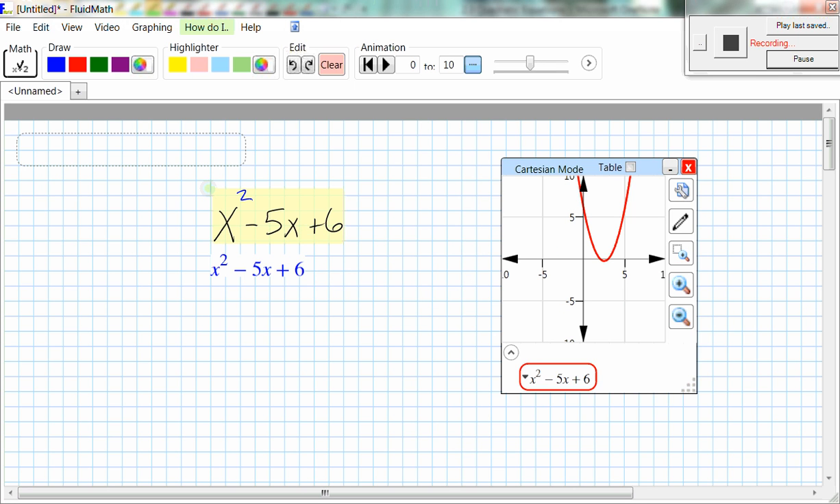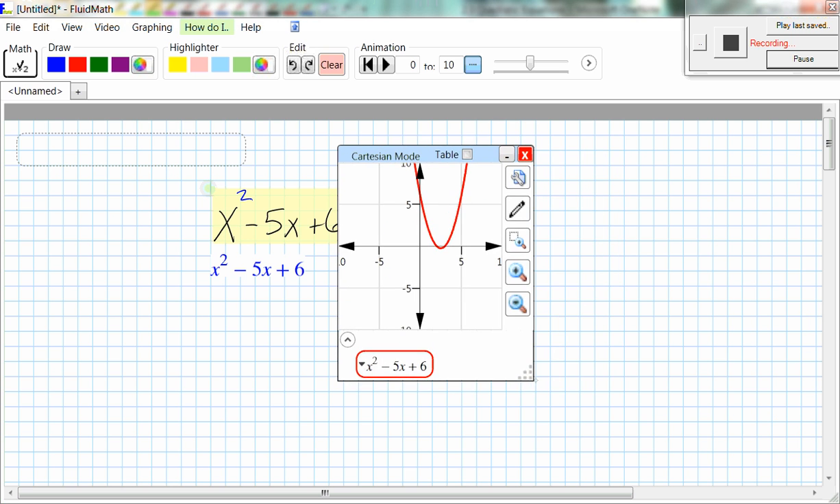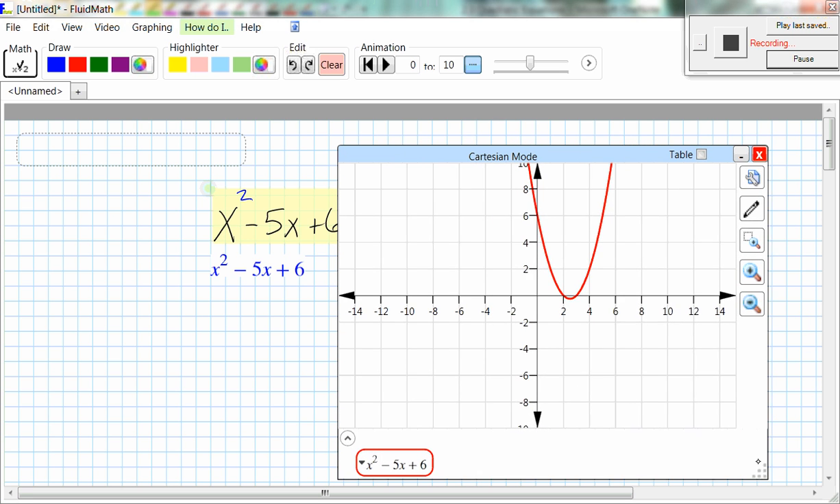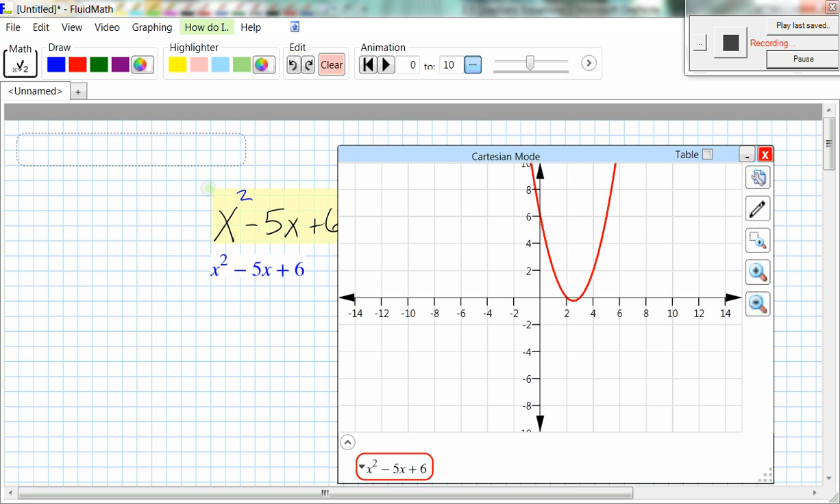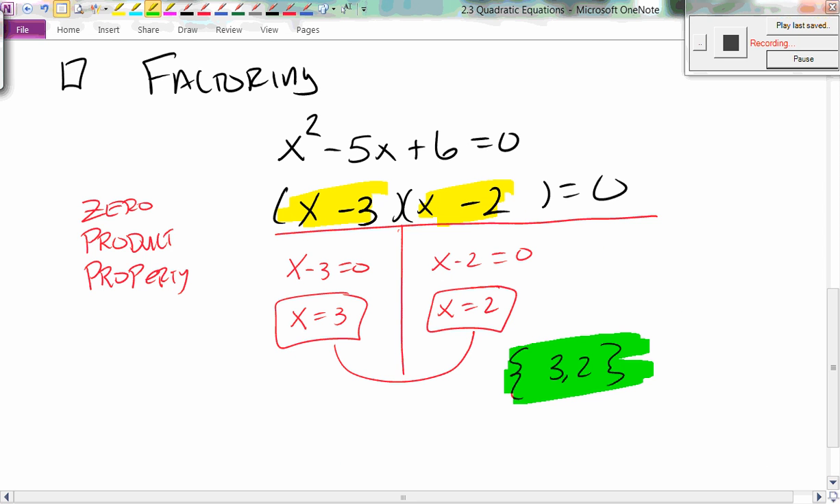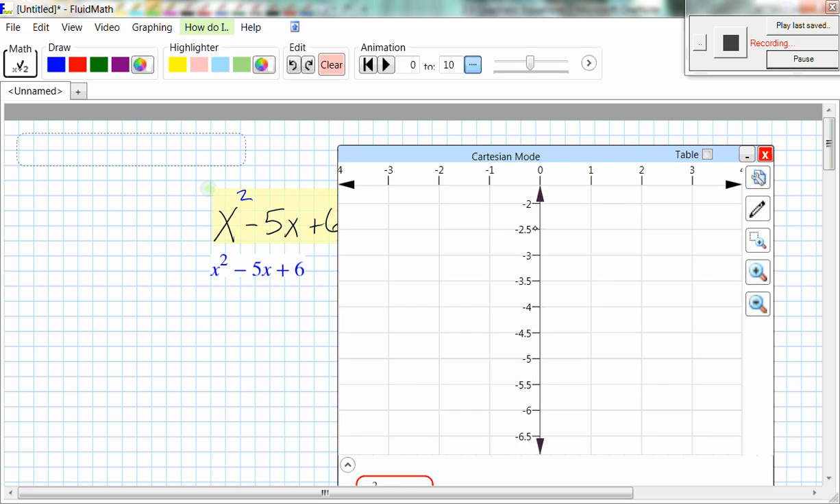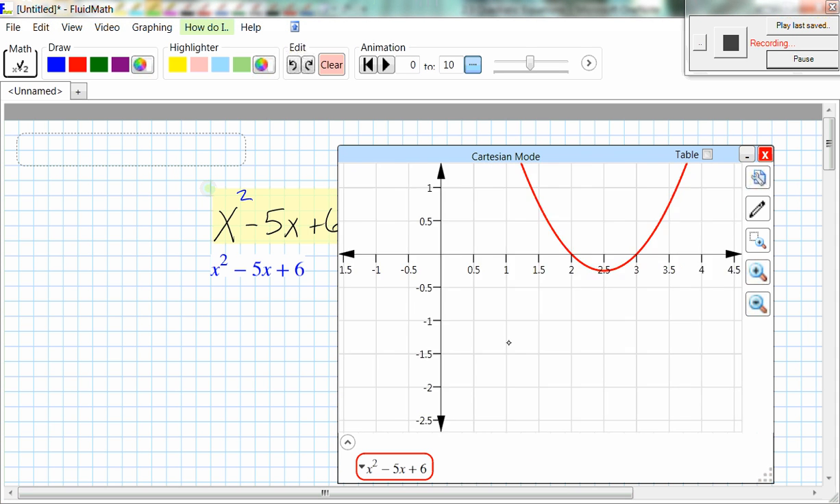Oh, there we go. Whoa, that was cool. Now, check this out. I want to make the connection with all of you that the answers that we found over here, which was 3 and 2, tell you something about the graph. And I'm able to zoom in and move this around. I can manipulate this all that I want.